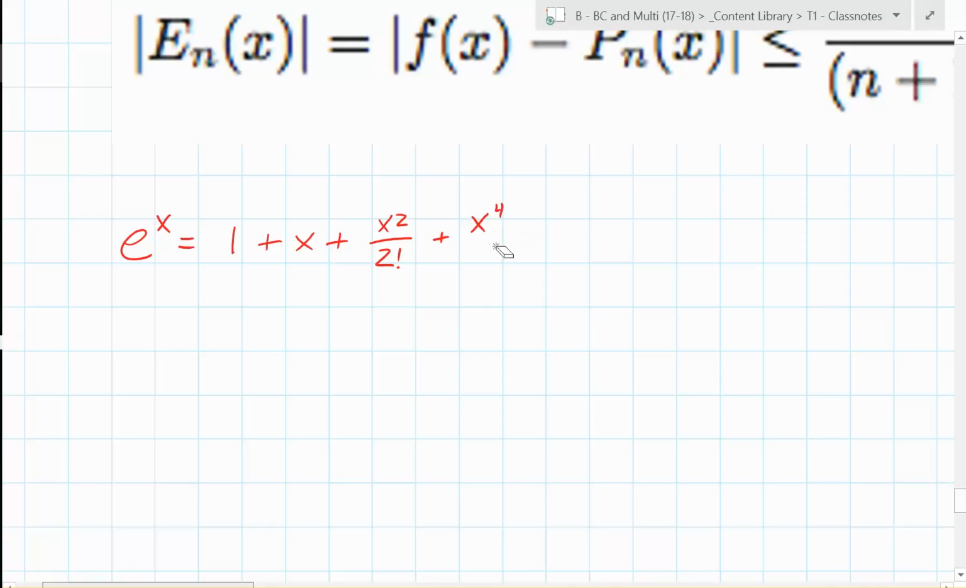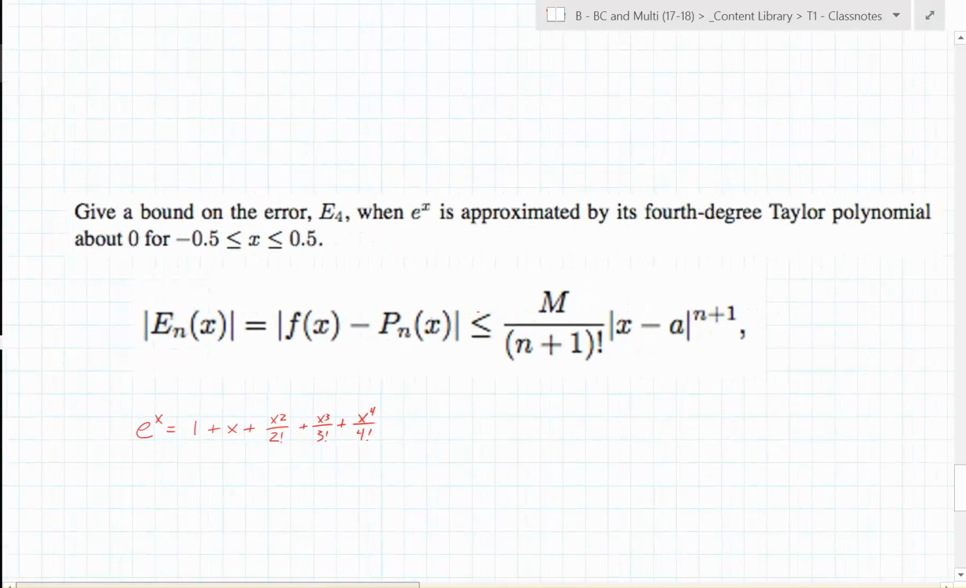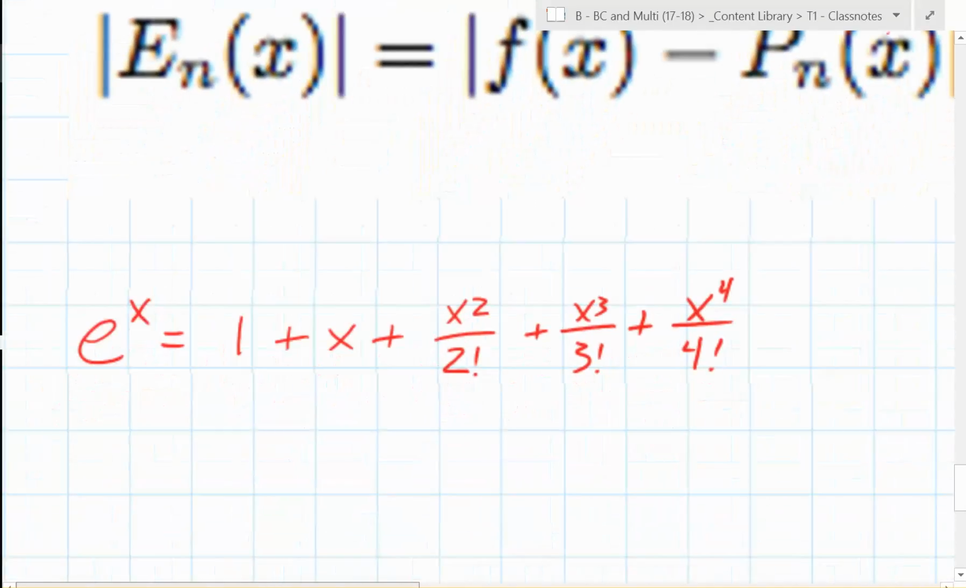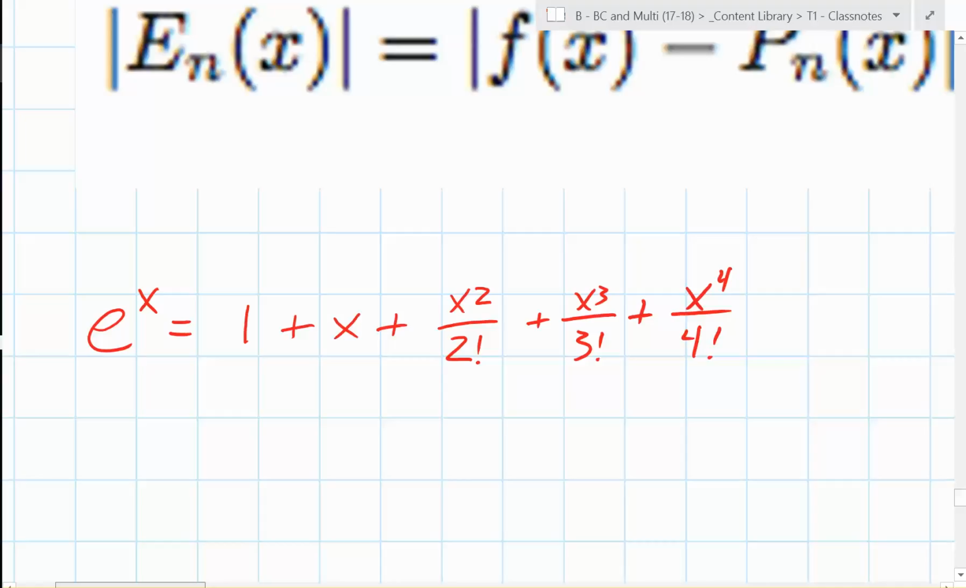Oh, I shouldn't skip terms, should I? x to the 3rd over what? Plus x to the 4th over 4 factorial. Okay, so is that e to the x approximated to the 4th degree Taylor polynomial? Yes. What's the degree of this polynomial? 4. It is the 4th degree Taylor polynomial that approximates e to the x.